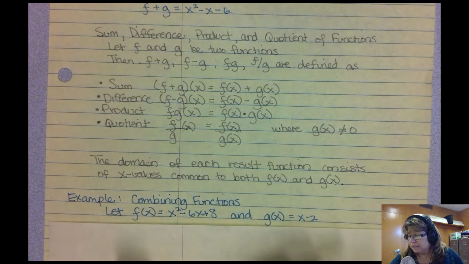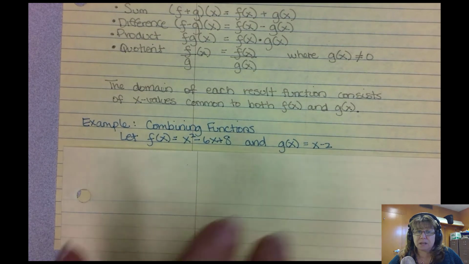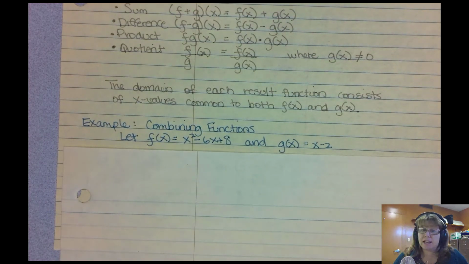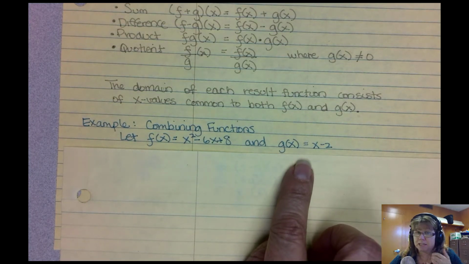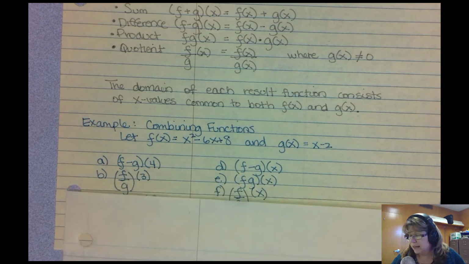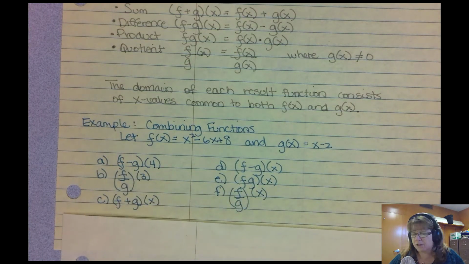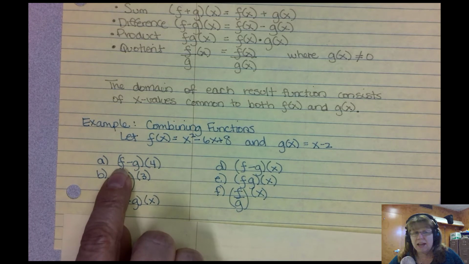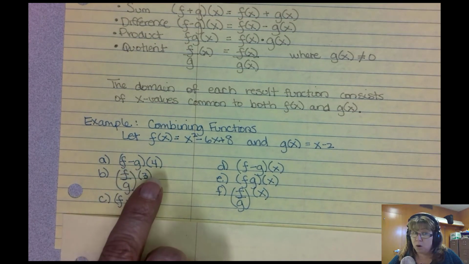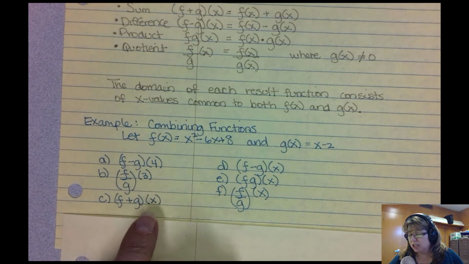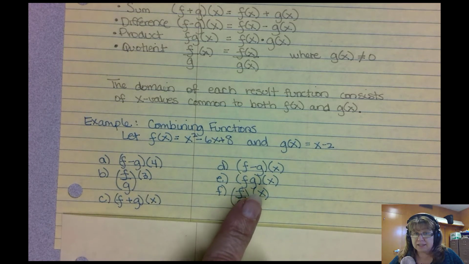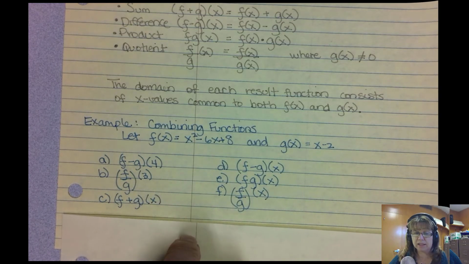All right, let's take a look at some functions here. Let's take a look at f of x is x squared minus 6x plus 8, and our g of x is x minus 2. Let's go ahead and look at a couple of ways of doing this. First of all, f minus g of 4, f divided by g of 3, f plus g of x, f minus g of x, fg of x, and f divided by g of x. We'll look at all 6 of these one at a time.